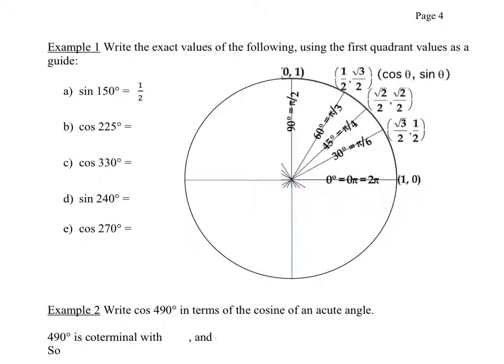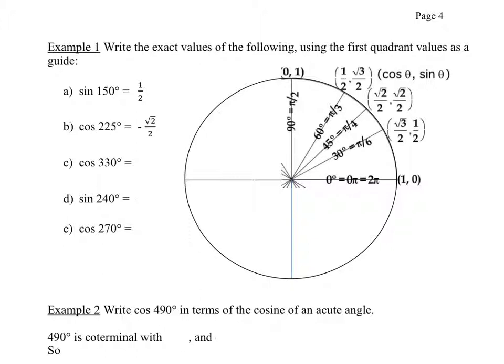Okay, so cosine of 225 degrees. 225 degrees is like 180 plus another 45. So it's somewhere down here. It's this point down here. It's like this point, but it's been pushed over here. So the cosine is going to be negative whatever this is. So we'll have negative root 2 over 2.